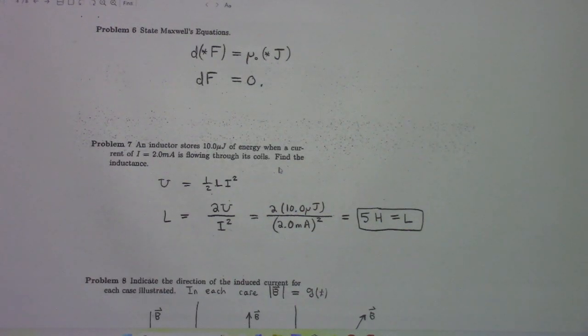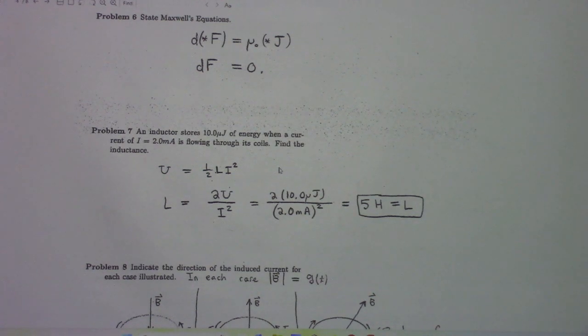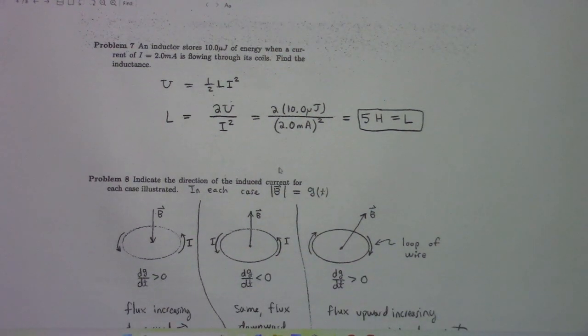State Maxwell's equation. Yeah, that's true. That's another story. We will eventually learn that the formula for potential energy stored in an inductor, if the inductor has a current I going through it, is 1/2 L I squared. So if I have 10 microjoules of energy coming from a current of 2 milliamps flowing through an inductor, it means that the inductance must be 2 times the energy divided by the current squared, which gives me 5 henries.